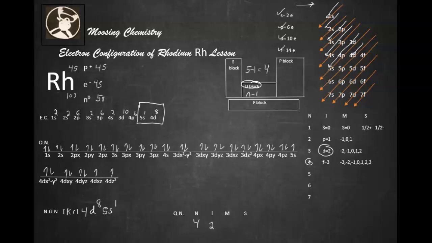Now, what about the magnetic number? Well, let's count these over. -2, -1, 0, 1, 2. It's going to be -1. And then let's look at the last arrow, which is right there. It's going to be negative 1/2 for our spin number, right?